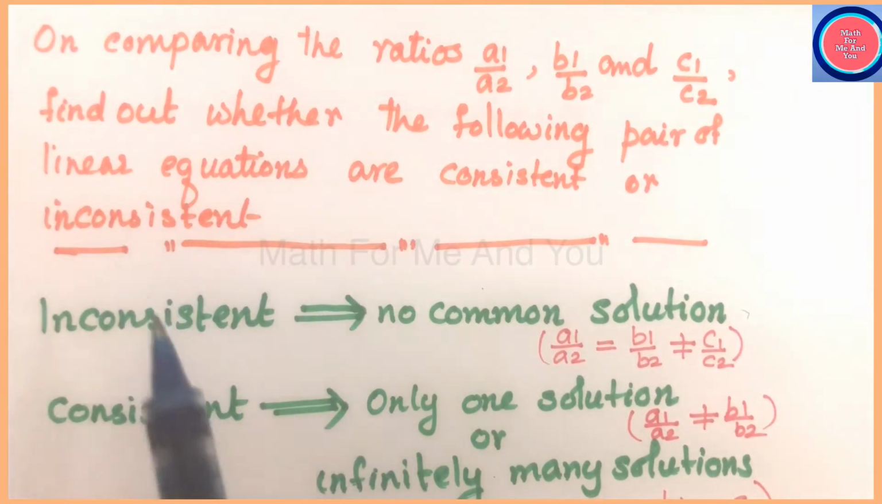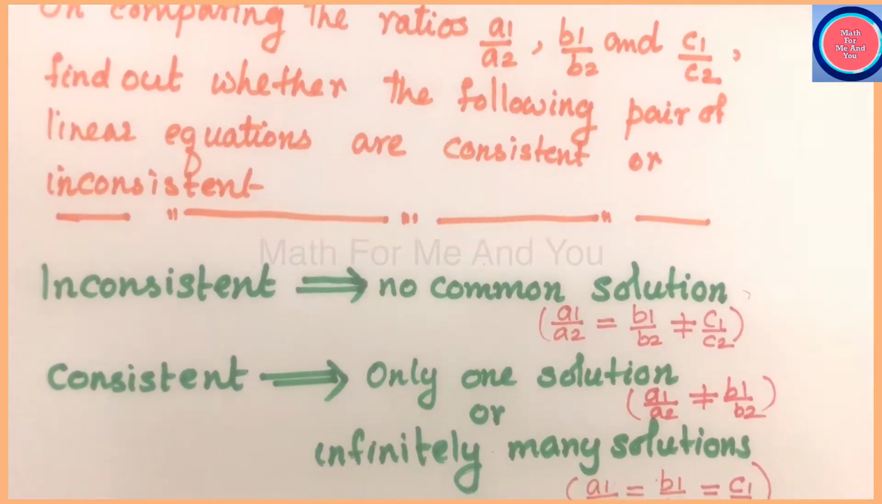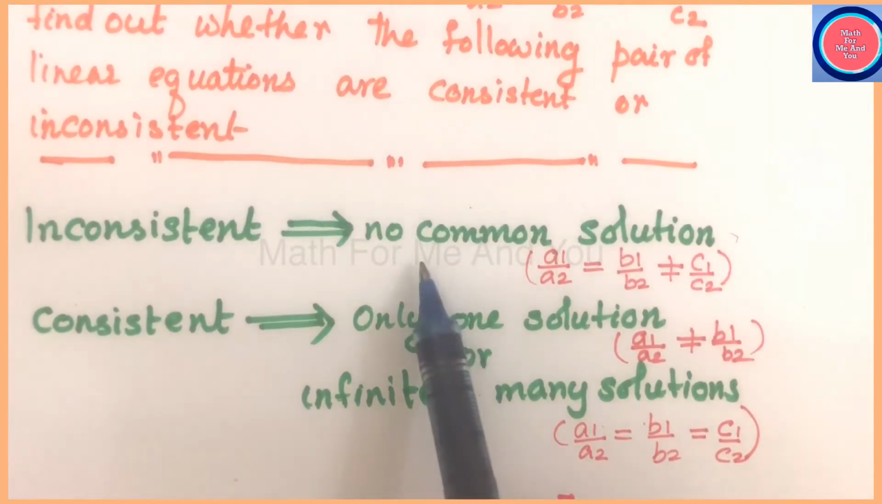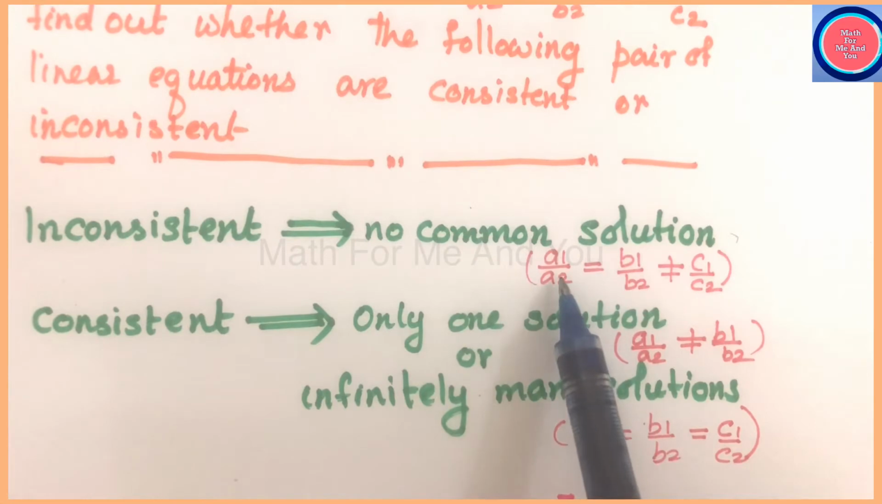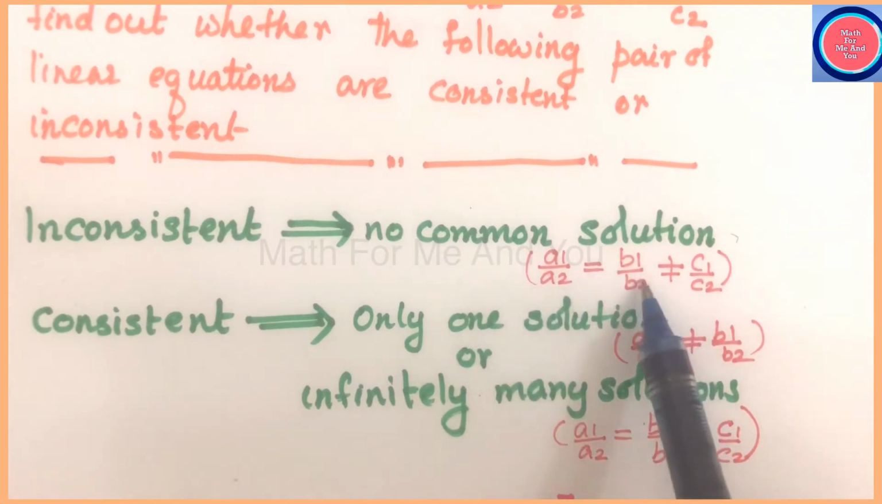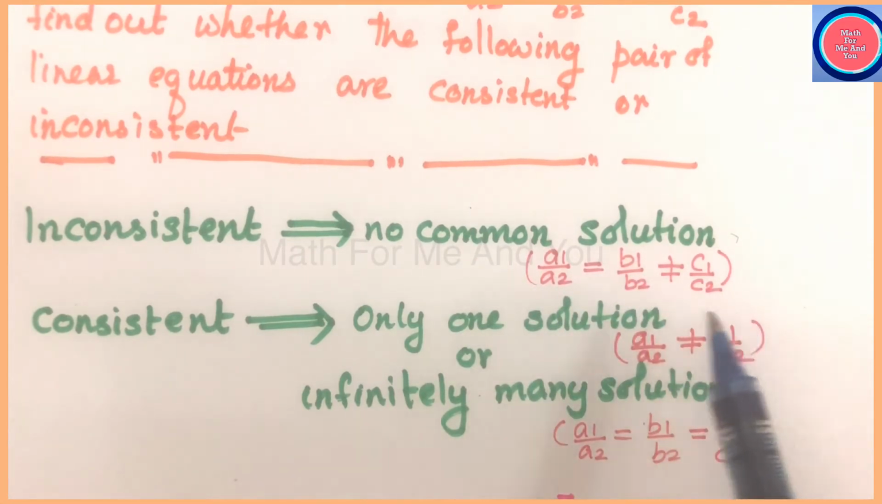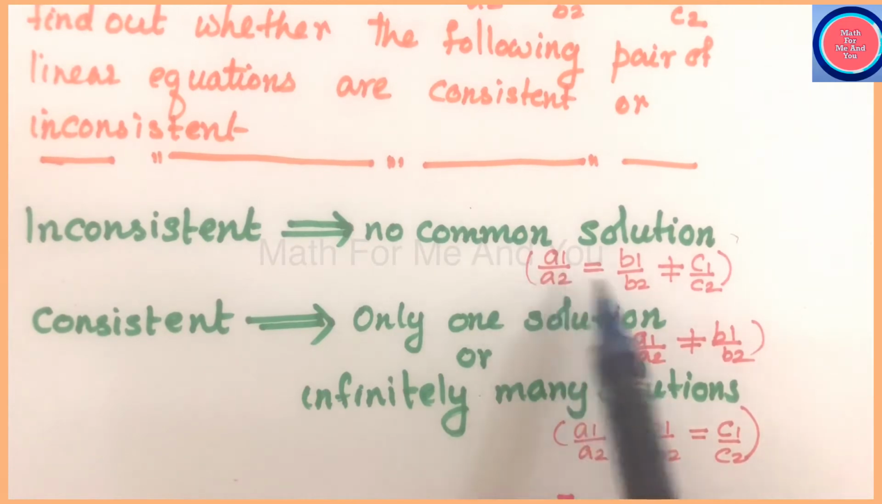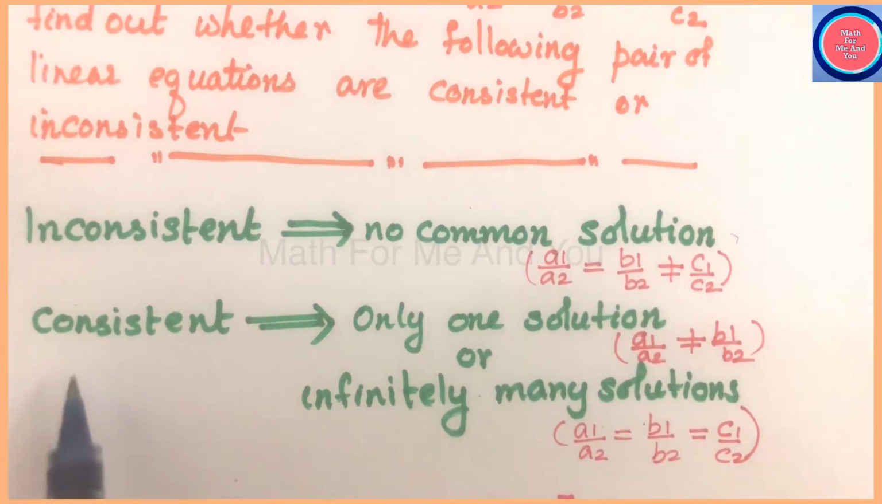Let's start with inconsistent. Inconsistent means no common solutions. So while comparing the ratios, what result do we get? a1 by a2 equals b1 by b2 but not equal to c1 by c2. The values of the first two ratios are equal.